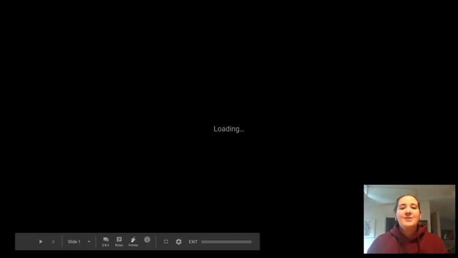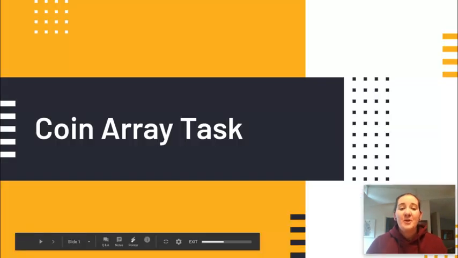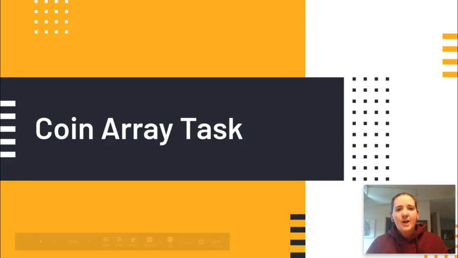What's up, fifth grade? Today we're going to do the coin array task. It's going to draw some similarities from the task you did last week on Friday, where you had to find out the amount of all the coins put in the coin bank machine. So, the first thing you're going to do is figure out what's going on.